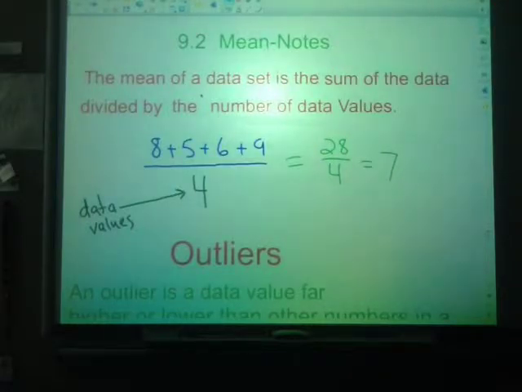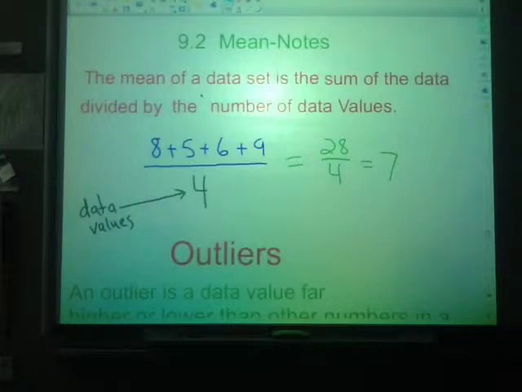Alright, that first definition: the mean of a data set is the sum of the data divided by the number of data values. What does all that gibberish mean? Look in the blue. 8 plus 5 is 13, 13 plus 6 is 19, 19 plus 9 is 28. I'm dividing it by 4 because I have 4 data values: 8, 5, 6, and 9. 28 divided by 4 is 7. Therefore, the mean of that data set is 7.